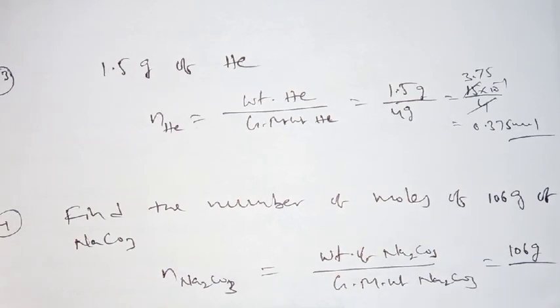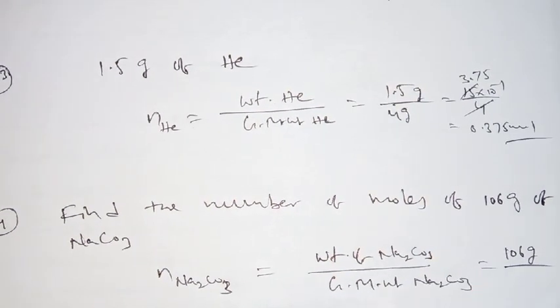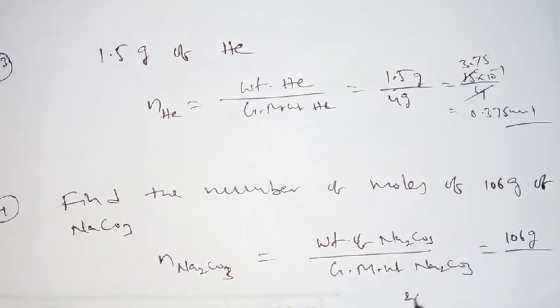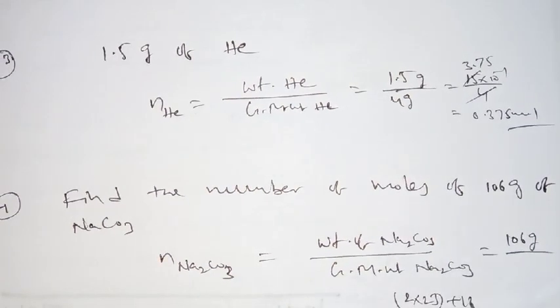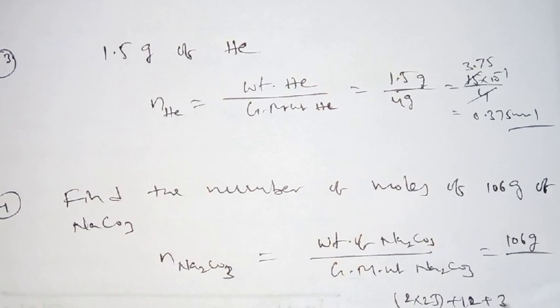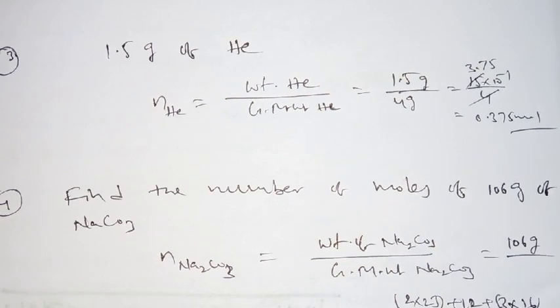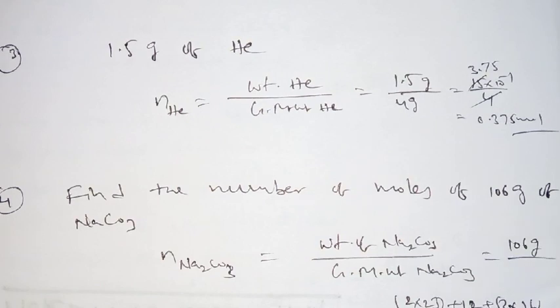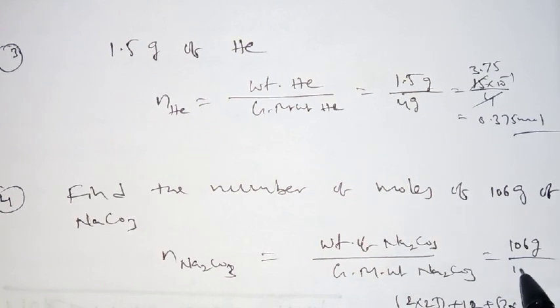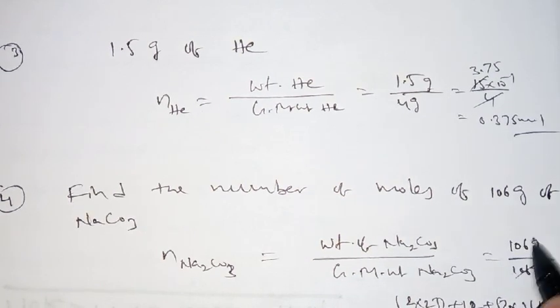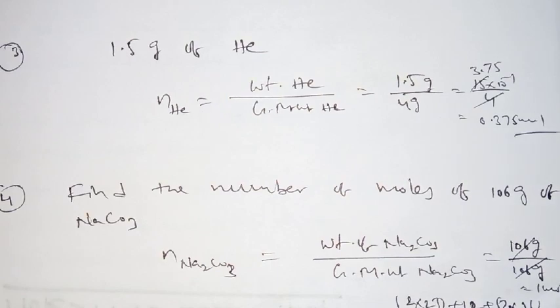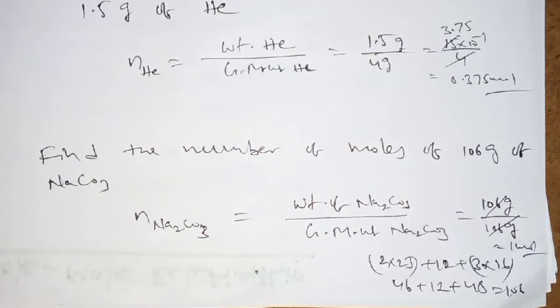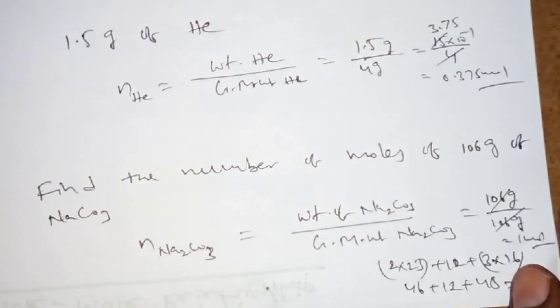106 grams. Gram molecular weight of Na2CO3: 2 into 23 plus 12 plus 3 into 16. What will we get here? 46 plus 12 plus 48. So you will get 106 grams. How many times? One time. That is why it is equal to 1 mole. Is it clear? So this is the way to find the number of moles.